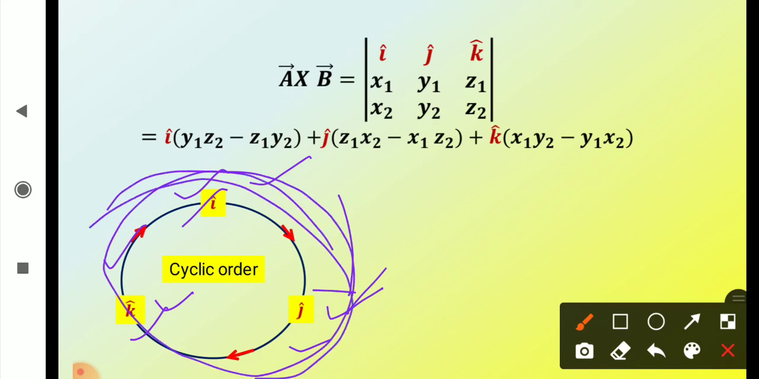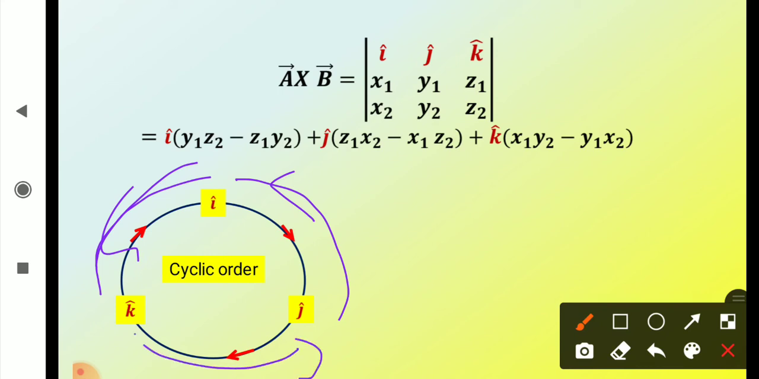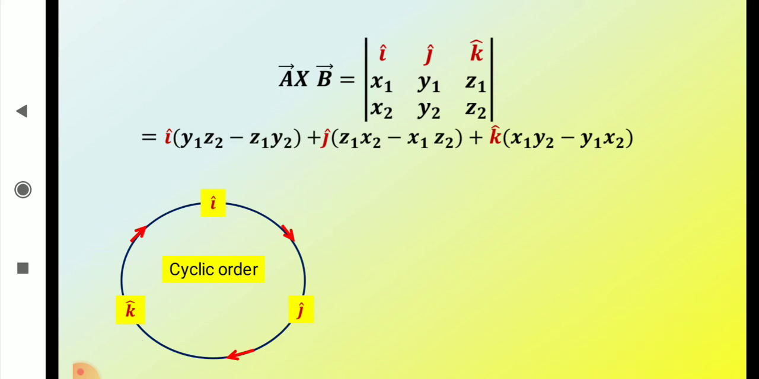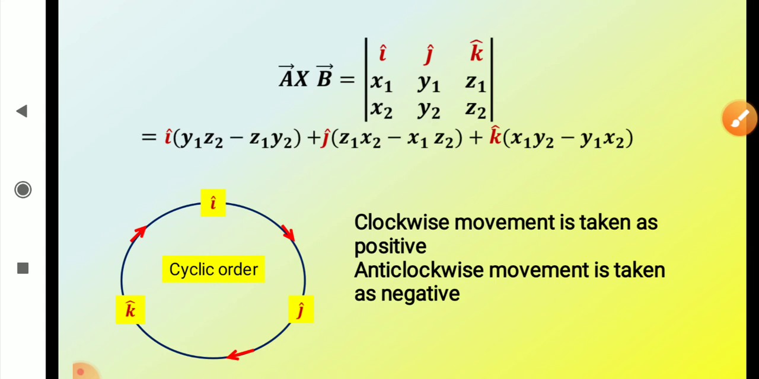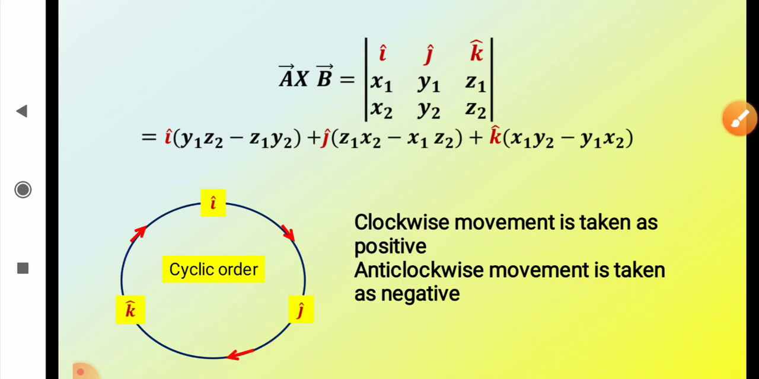clockwise, you will get all positive, and if you move anti-clockwise, like j cross i is equal to minus k, i cross k is equal to minus j, and k cross j will be equal to minus i. So this is called cyclic order. For clockwise movement, clockwise movement will be positive, anti-clockwise movement will be negative. So it is easy to remember this way.